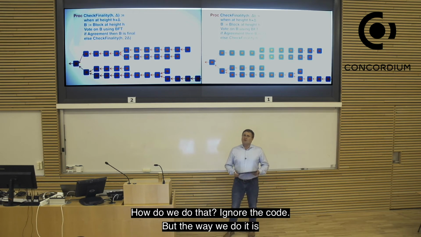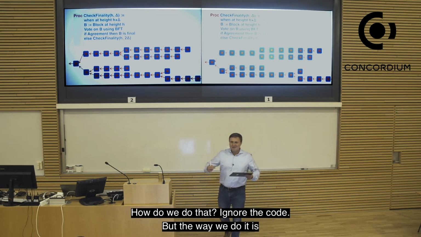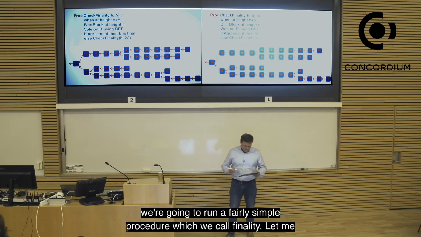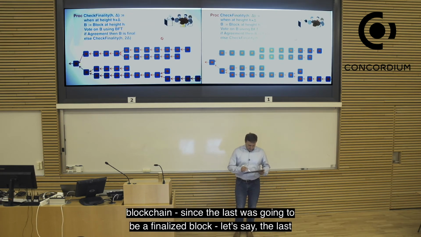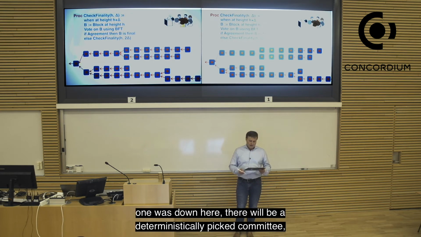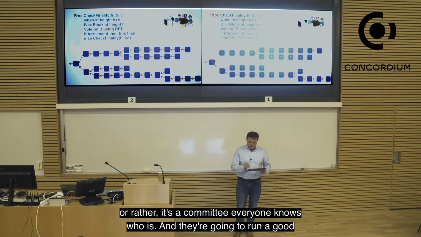The way we do it, ignore the code. But the way we do it is we're going to run a fairly simple procedure which we call finality. Let me do it in pictures instead. So the way it works is, for the blockchain, since the last finalized block, let's say the last one was down here, there will be a deterministically picked committee, or rather, it's a committee everyone knows who is.